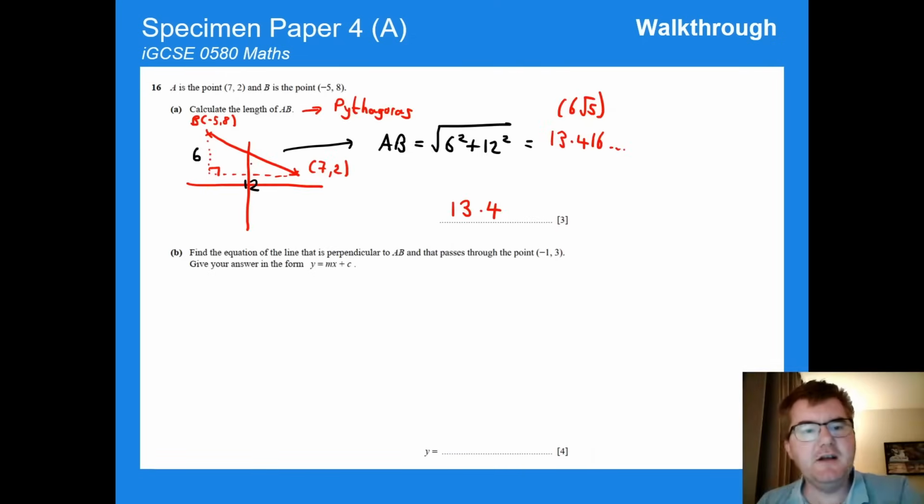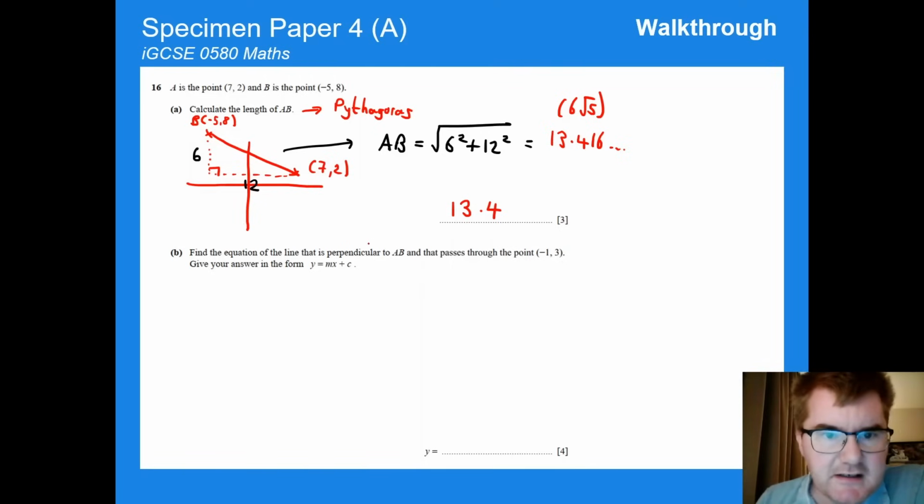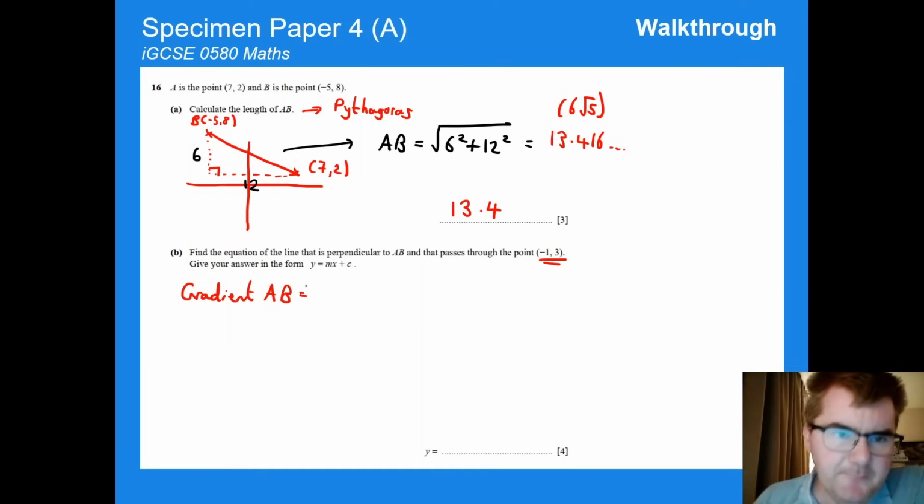And now we need to find the equation of the line that is perpendicular to AB and passes through this point. Okay, very standard question. So if we work out the gradient of the line AB that we just were doing here. So remember, it's just rise over run.